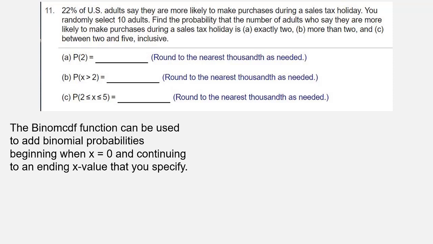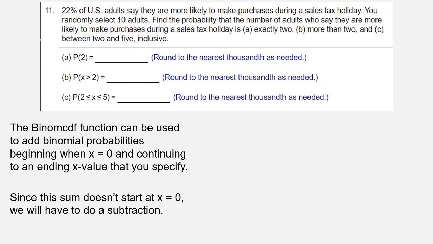When we want to add things, instead of using the binomial PDF function, we're going to use the binomCDF function. C stands for cumulative. Cumulative means we're adding things up. The binomial CDF function can be used to add binomial probabilities, and the CDF function always starts when x is 0 and continues until you tell it to stop. So it'll start by plugging in x equals 0, then x equals 1, then x equals 2, then x equals 3, and you have to tell it what the last value you want added is. So this sum for x greater than 2 doesn't start at 0 because 0 is not greater than 2. This sum actually starts at 3.